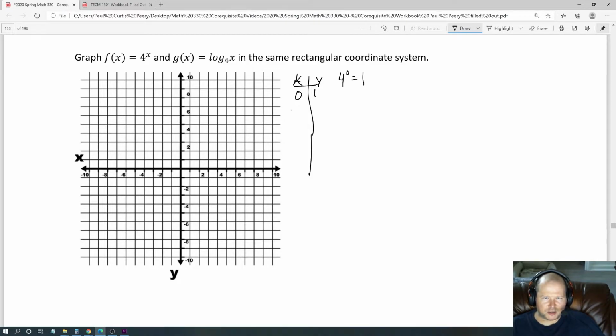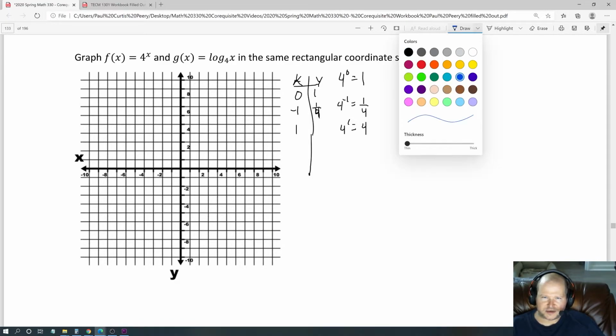Well, what happens if we go a little less than 0? How about a negative 1? So we say 4 to the negative 1. Well, that's the same as 1 over 4. Okay, so what if I go in the positive direction? What if I say 4 to the first power? Well, that is a 4. So let's use a different color and see what this whole thing looks like.